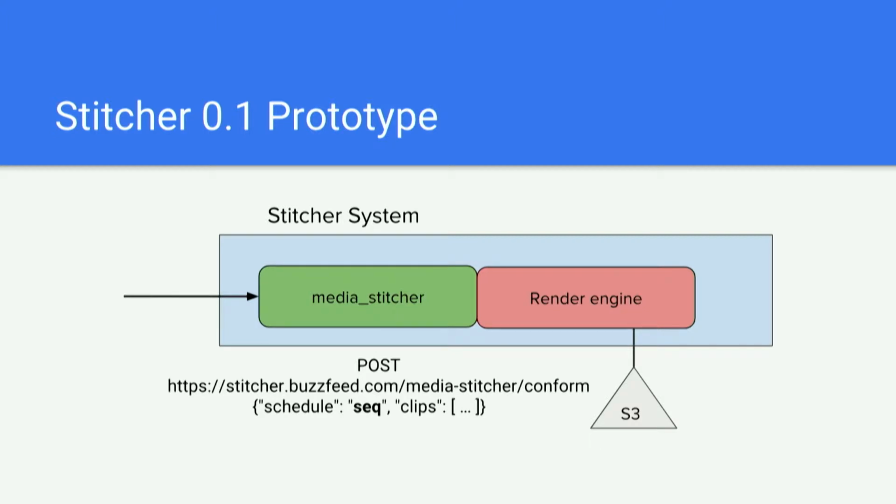So for Stitcher 0.1, the prototype, it was basically, as I mentioned, a web server, and on the back end was the rendering engine and an S3 bucket for the media and the output. And a simple POST call would send the command to the API interface.